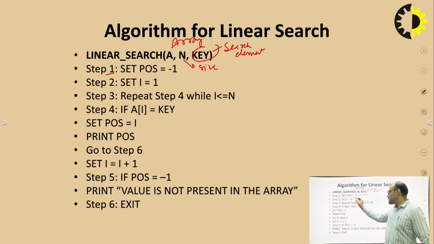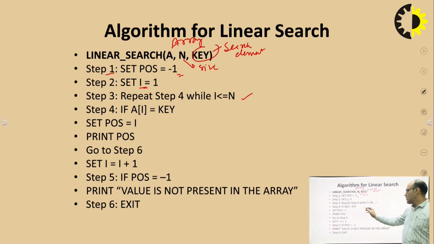Firstly, I set the position to -1, because the searching will take place in an array, and we know that in an array the 0 index position is there. So I will set a variable I equal to 1. The loop will start from the first element, and we keep on comparing each position's element, and when the element is found at a particular position, we will print whether it is present or not. The loop will run while I is less than or equal to n.